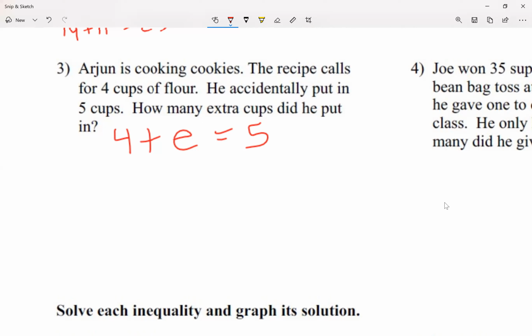You guys can already see it, but doing the steps, my positive 4, let me move it to the other side as a negative 4. So E is equal to 1. So he put in 1 extra cup. So my answer would be just 1.